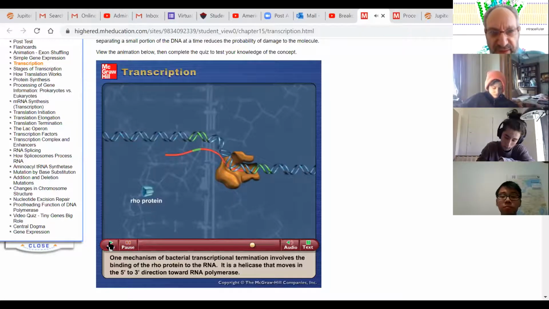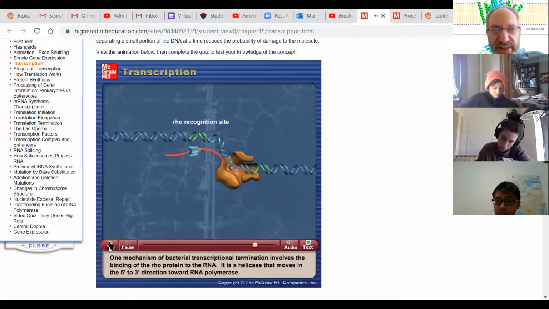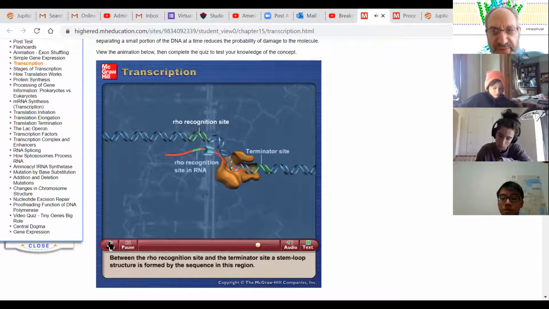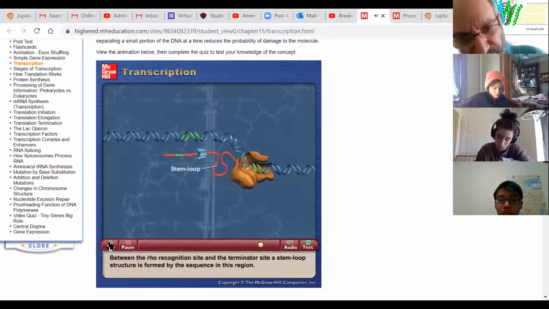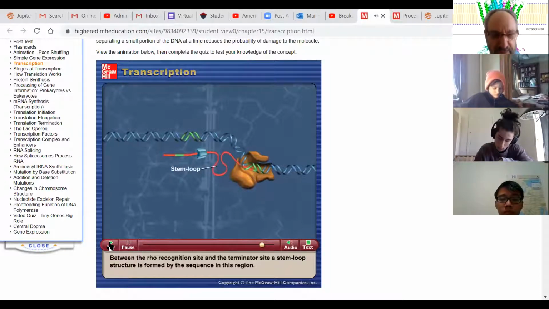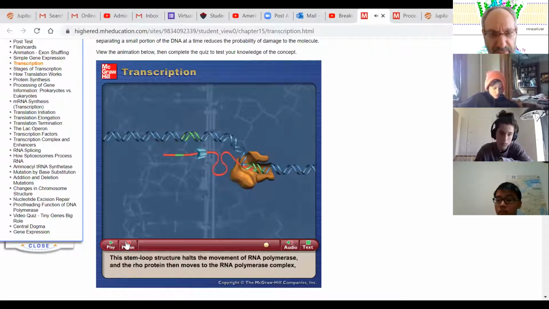So here we go again. It's going to slide over it, right? Toward the RNA polymerase. Between the Rho recognition site and the terminator site, a stem loop structure is formed by the sequence in this region. This stem loop structure halts the movement of RNA polymerase, and the Rho protein then moves to the RNA polymerase complex.